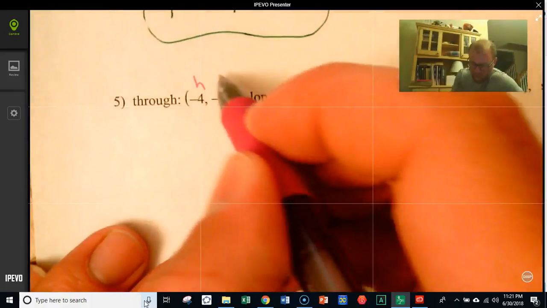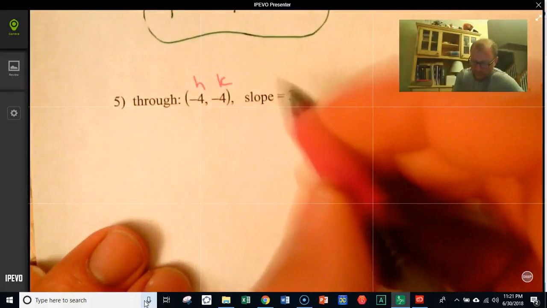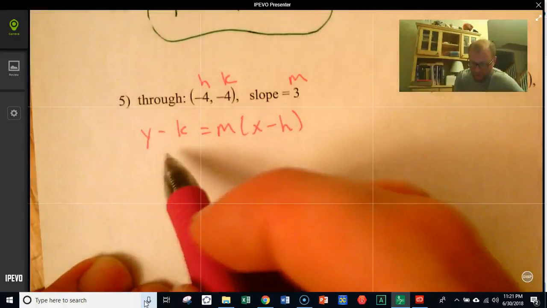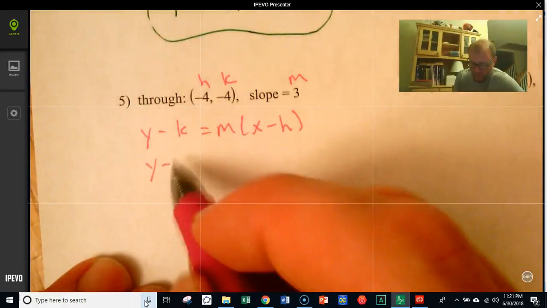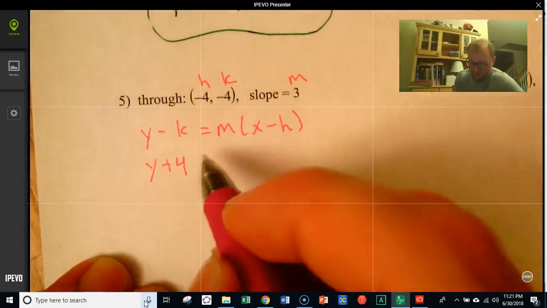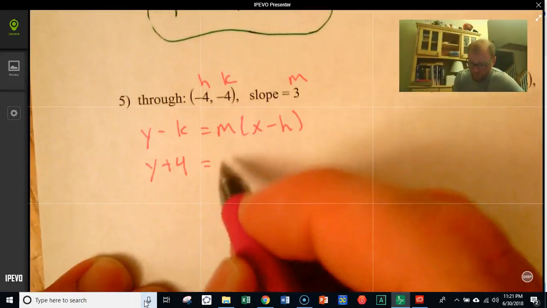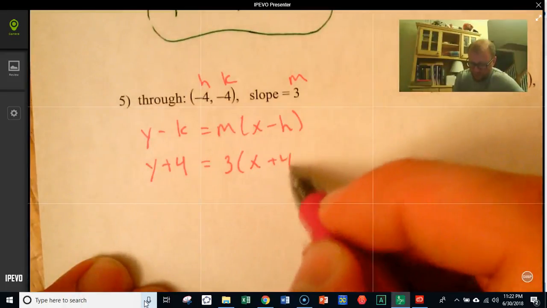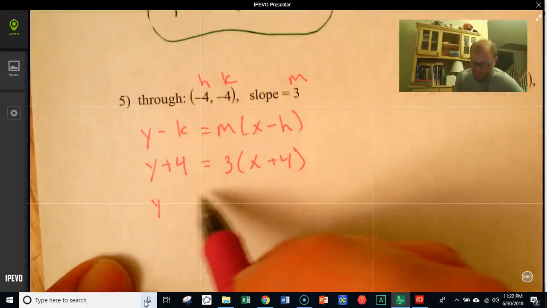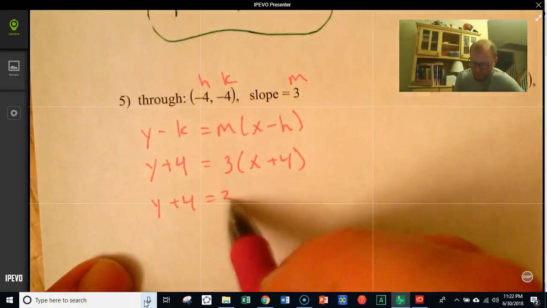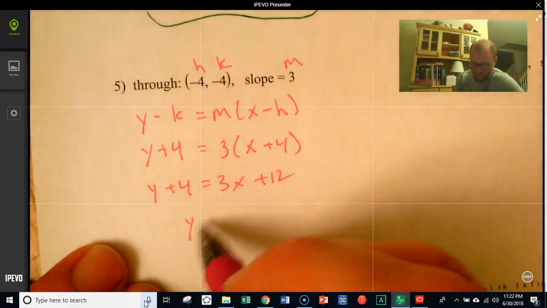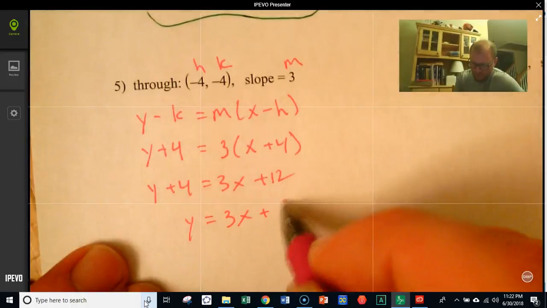Here we've got h, k, m, y minus k equals m times (x minus h). So y minus a negative 4, which makes it plus 4, equals m is 3, x minus a negative 4, so that's also a plus 4. So y plus 4 equals 3x plus 12. After we do distributive property, take 4 away from each side. y equals 3x plus 8.